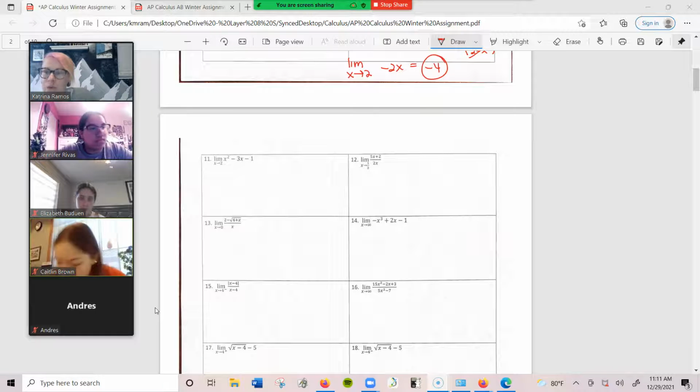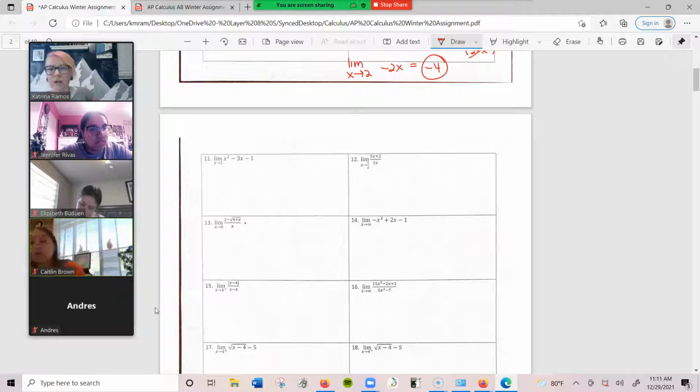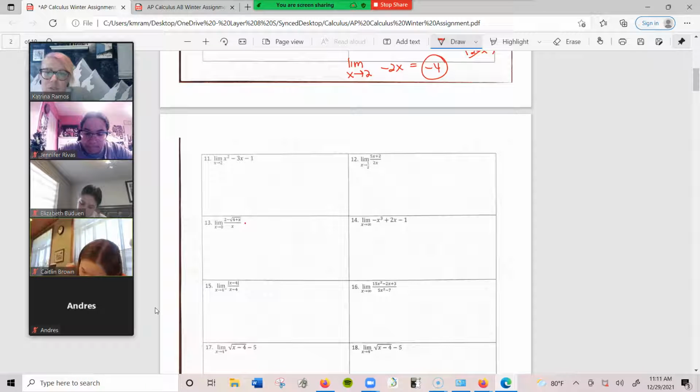Since we have that square root, the only way of finding this limit is to apply the conjugate method. So you're going to multiply both the numerator and the denominator by the conjugate of the radical. That's 2 minus the square root of 4 plus x, so I'm going to multiply by 2 plus the square root of 4 plus x.